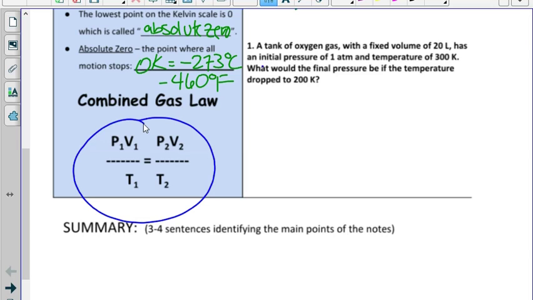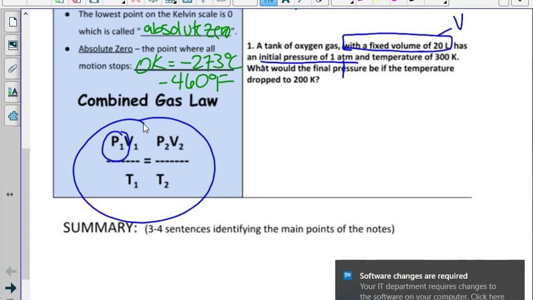So let's take a look at this example problem that's right over here. So it says a tank of oxygen gas with a fixed volume. Okay, so it is a fixed volume of 20 liters. So that we know is a volume. Then it says it has an initial pressure of 1 atm. Well, initial pressure is P1. What are you starting with? You're starting with your initial pressure. So this is P1. Then it says, and a temperature of 300 K. Well, since this is what we're starting with, it ends up being our T1, our initial temperature.